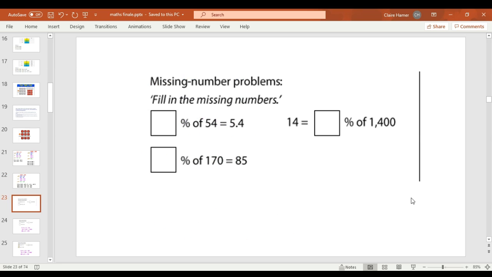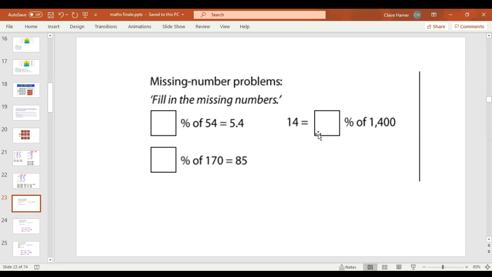So we've had quite a few goes at doing these ratio tables. So now I'd like you to fill in the missing numbers in these problems. So what percent of 54 is 5.4? So definitely look at the place value there. Try and work that one out. What percent of 170 is 85? So think about how 85 links to 170, and that will help.